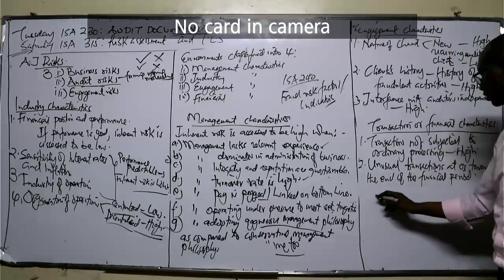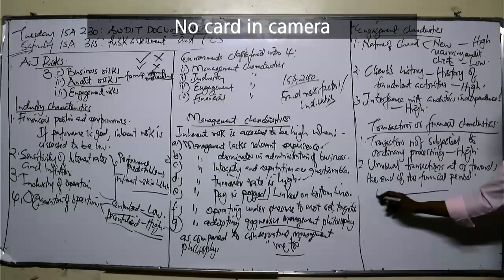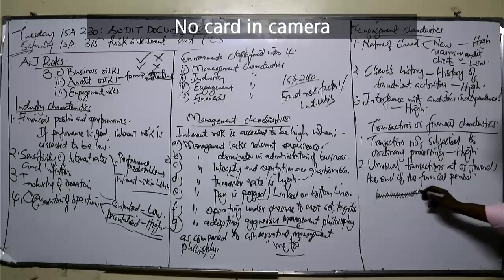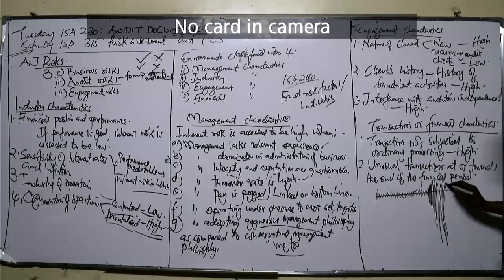It happens like this. This is our financial year. Our normal transactions happen like this: January, February, March, April, May, June, July, August, September, October. But when it's November, December, the amounts involved and the frequency increases. These are an area of audit query. It's a red flag. We need to check what has been happening here.